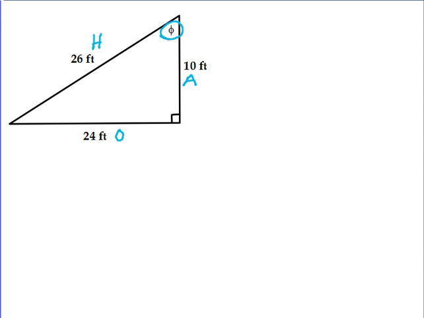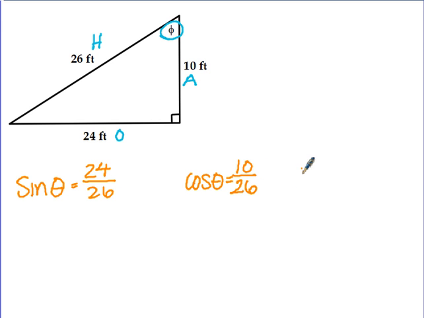I have them all. So now the good news is you can pick whatever you want. If you choose sine, then the sine of theta is 24 over 26. If you choose the cosine, then the cosine is 10 over 26. And if you use tangent, then the tangent is 24 over 10.